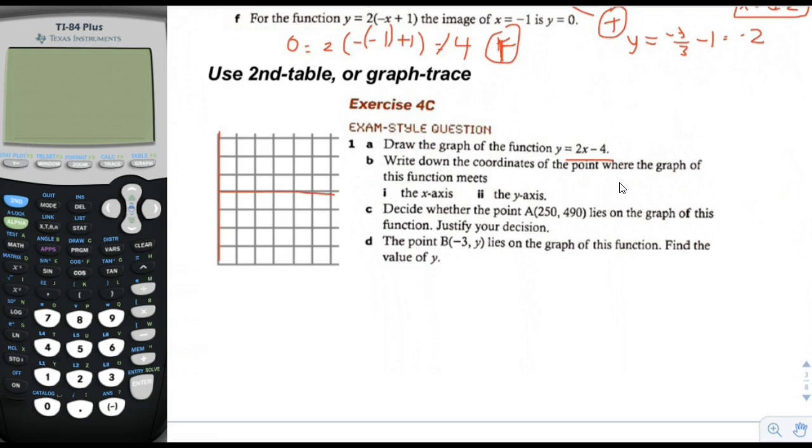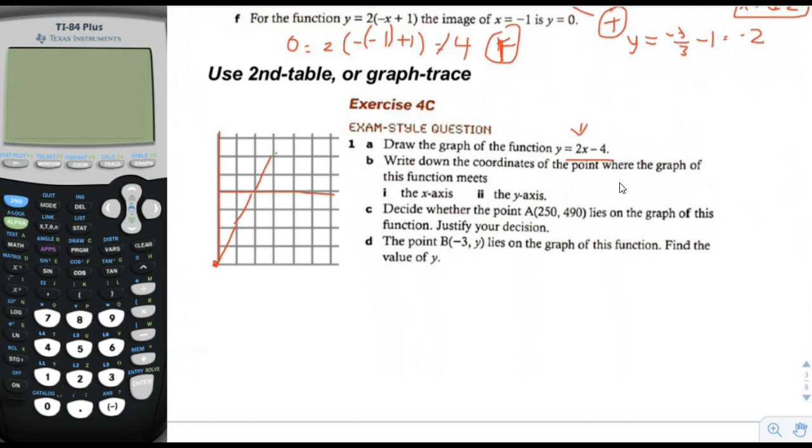So we're going to put y-intercept -4, and then we're going to put a slope of 2. So that is 2 divided by 1. That's the slope, okay? Draw the graph.